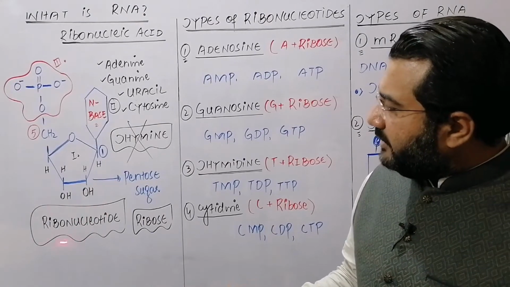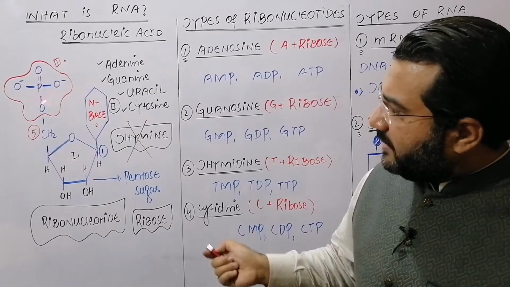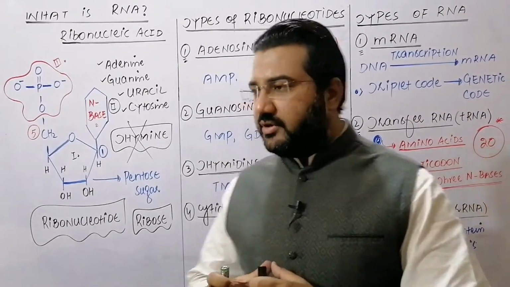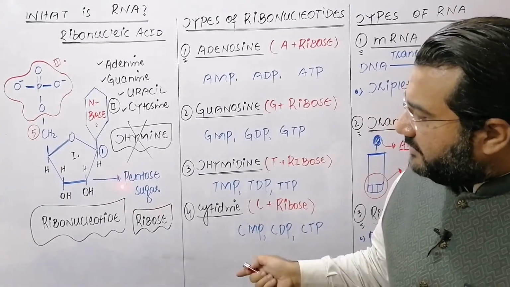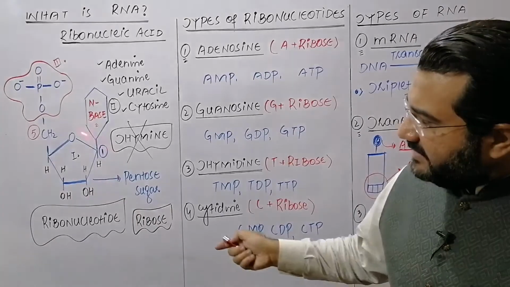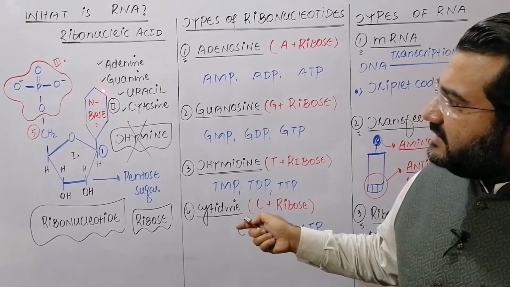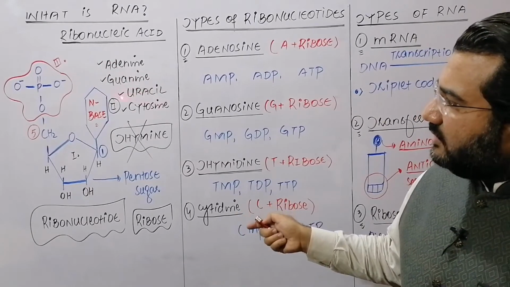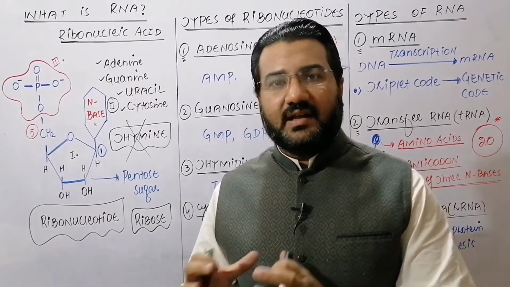A ribonucleotide is basically a combination of three parts. So a ribonucleotide consists of three chemical subunits. One of them is a pentose sugar consisting of 5 carbon atoms, which is ribose. The other one is the nitrogenous base. That nitrogenous base may be adenine or guanine, which are purines, or uracil or cytosine, which are the pyrimidines. Thymine is absent in the RNA.